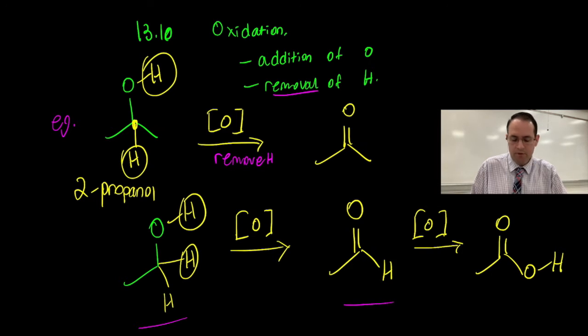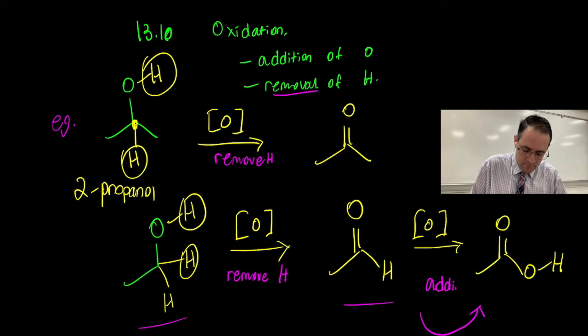In this second example, in this first step, we're removing hydrogen, so that's what I loosely define as being an oxidation. In this second step, as we go from our aldehyde to a carboxylic acid, we're adding an extra oxygen atom in there, so that's defined as oxidation. Those are just some basic definitions of what an oxidation reaction is. If you go from an alcohol to a ketone, an alcohol to an aldehyde, or an alcohol to a carboxylic acid, those are all examples of oxidation.